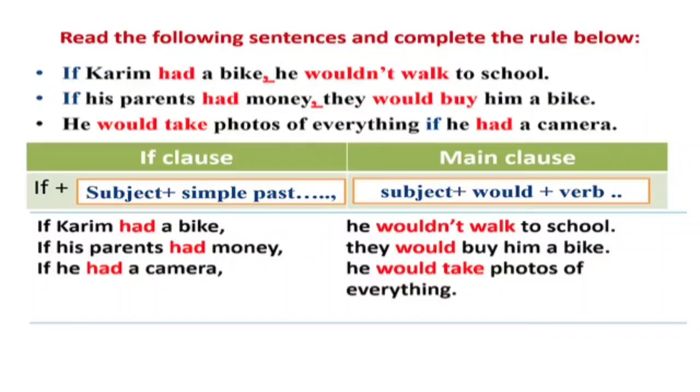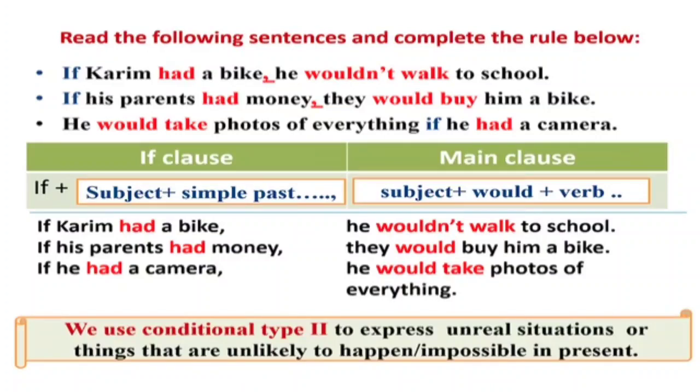Okay, so when do we use conditional type 2? If Karim had a bike, does Karim have a bike? No, he doesn't. So does he walk to school? Yes. So if he had a bike he wouldn't walk to school. So we are imagining here an unreal situation.